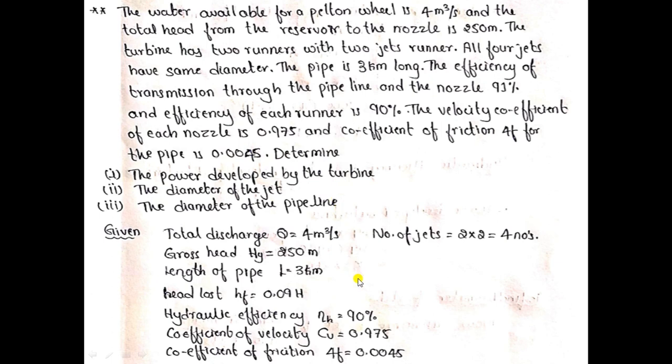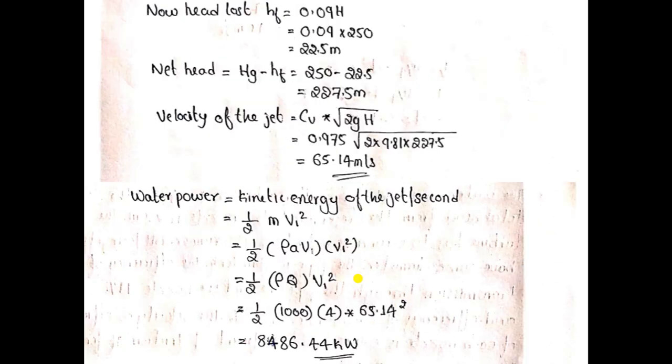Now the head lost HF is given by 9% of the total head, which is 9 divided by 100 into H. If we substitute and simplify, we get 22.5 meters. Therefore the net head is gross head minus head lost, which is 227.5 meters. The velocity of the jet is given by the formula Cv into square root of 2gH. So if we substitute and simplify, we get the velocity of the jet as 65.14 meters per second.